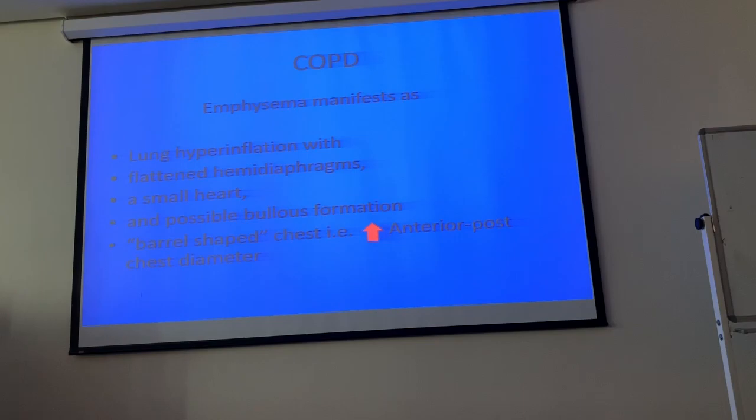So how does it manifest? Hyperinflation. If you take a chest X-ray, you will see hyperinflation. You can count too many ribs, and the heart is tubular, and possibly, if there is a long-standing or complicated one, bullous formation. The architecture is destroyed, and there is bullous formation. And if you look at the patient, you feel that his anterior posterior diameter is not as the usual person has. So it's a barrel-shaped chest.